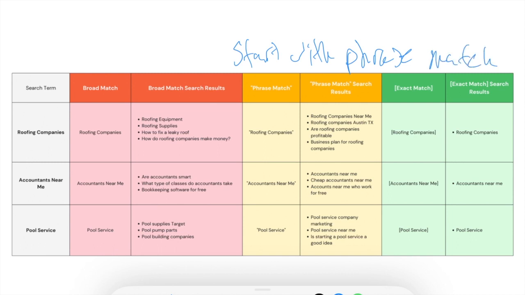My handwriting is horrible, but that's okay. I'm a dude. Roofing companies. So this is where phrase match makes it really easy because you can look at these and say, hey, Austin, Texas, I'm in Dallas. That's not even a good one. Profitable would be one. Plan would be one. Okay. So at least with the phrase match, you're seeing your two keywords next to each other.